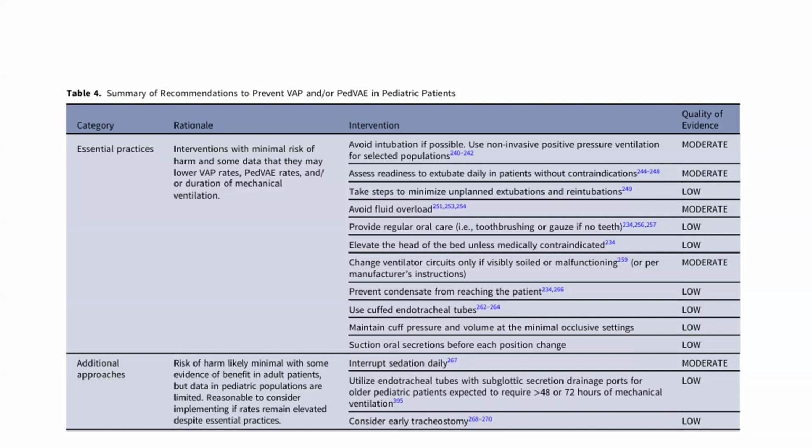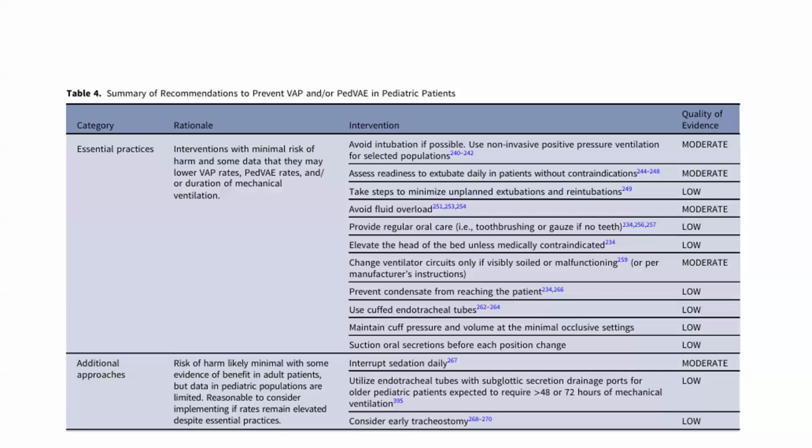Elevate the head of the bed unless medically contraindicated. Change the ventilatory circuit only if visibly soiled or malfunctioning. Prevent condensate from reaching the patient. Use cuffed endotracheal tube. Maintain cuff pressure and volume at minimal occlusive setting. Suction oral secretions before each position change.